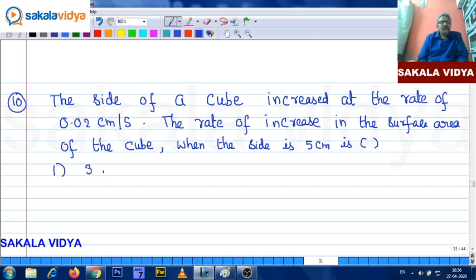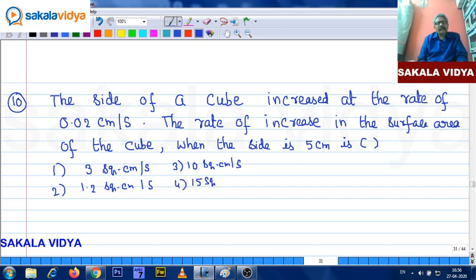3 square centimeter per second. Second option 1.2 square centimeter per second. Third option 10 square centimeter per second. Fourth option 15 square centimeter per second.